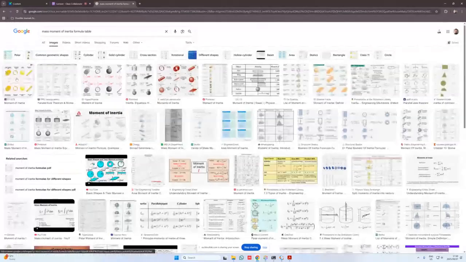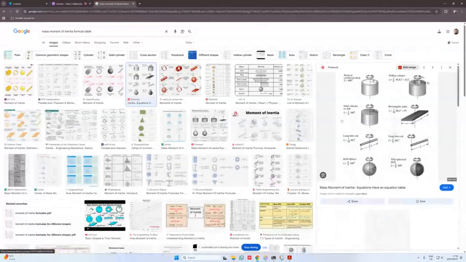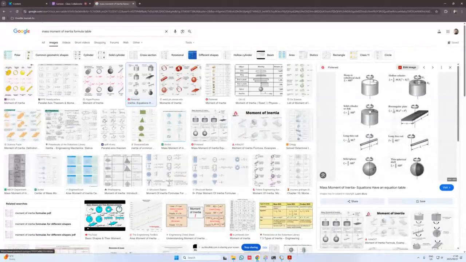So if you go to images, we can perhaps use this one. Depending on the actual geometry that you have, your mass moment of inertia will differ. You might also have different axes about which you want to find the moment of inertia. In our case, we have a pendulum rod, so we can assume we're working with a long, thin rod, but its moment of inertia is taken about point A, because I'm doing a moment equilibrium calculation about point A.